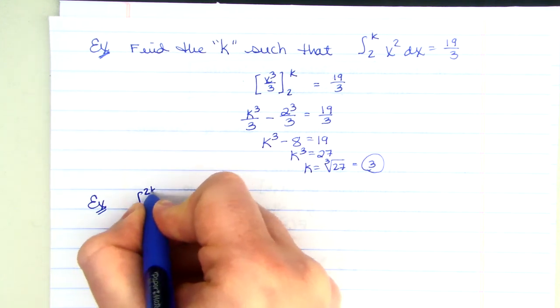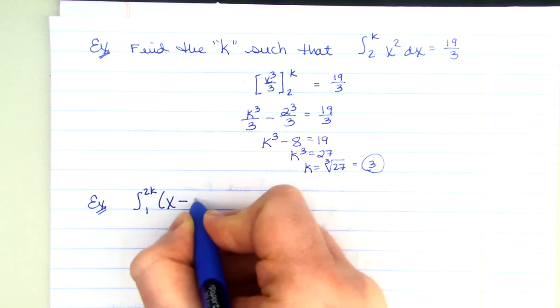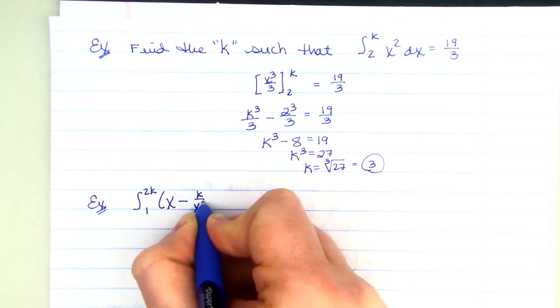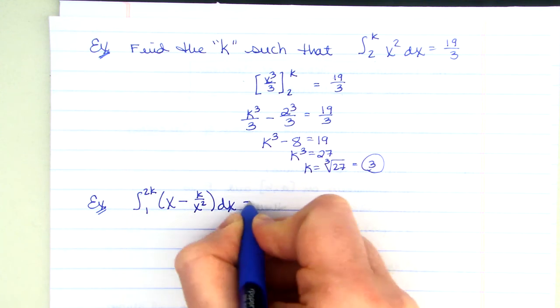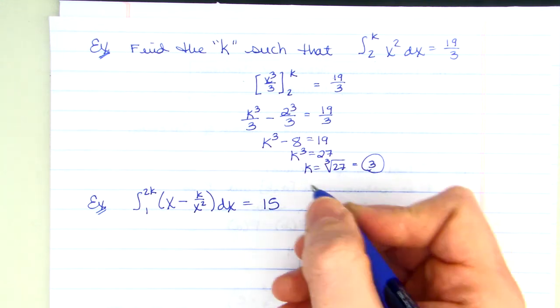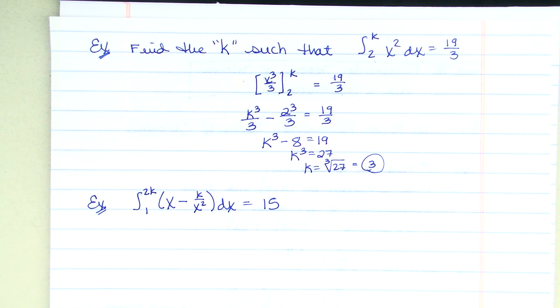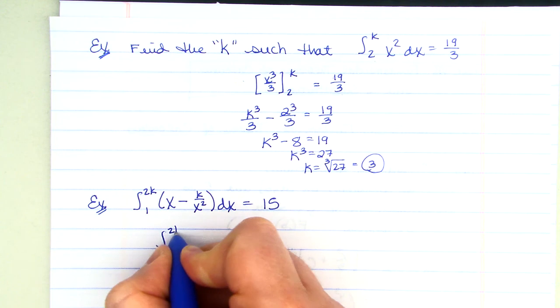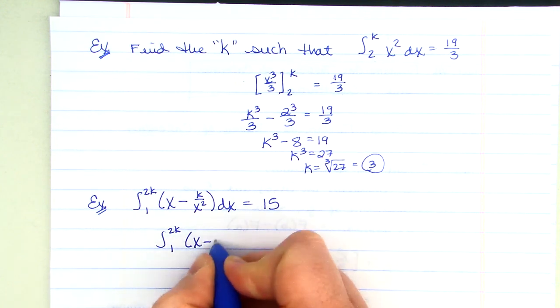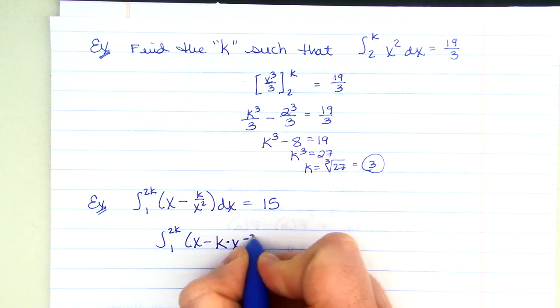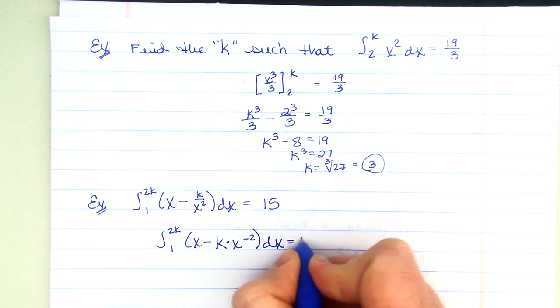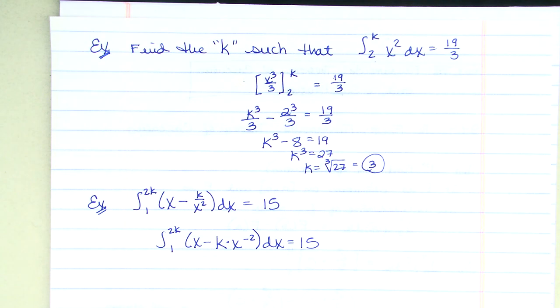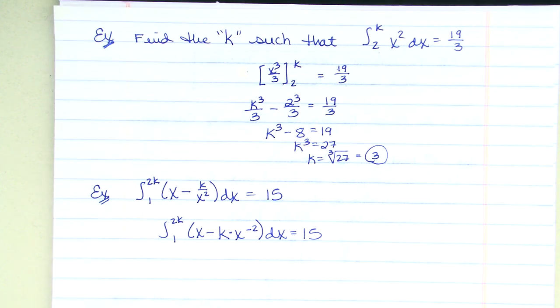The integral from 1 to 2k of x minus k over x squared dx equals 15. And to get you started, I think we should rewrite it as the integral from 1 to 2k of x minus k times x to the negative 2 dx equals 15. You know what? See how far you can get. See what you can do with this one, and see if you can send in the k value to Edpuzzle.